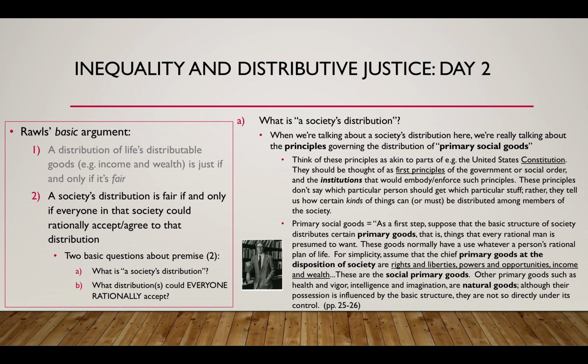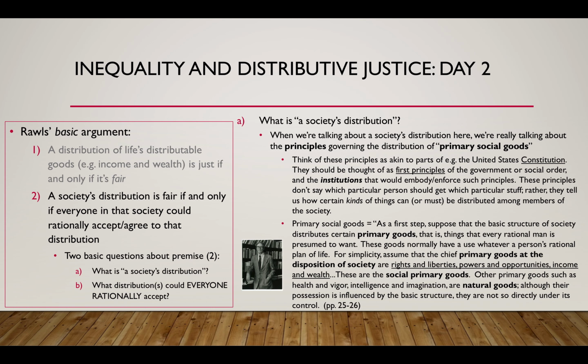Now, what are primary social goods? Well, here's John Rawls. He says, "As a first step, suppose that the basic structure of society distributes certain primary goods. That is, things that every rational person is presumed to want. These are the goods that normally have a use, whatever a person's rational plan of life. For simplicity, assume that the chief primary goods at the disposition of society are rights and liberties, powers and opportunities, and income and wealth. These are the social primary goods.